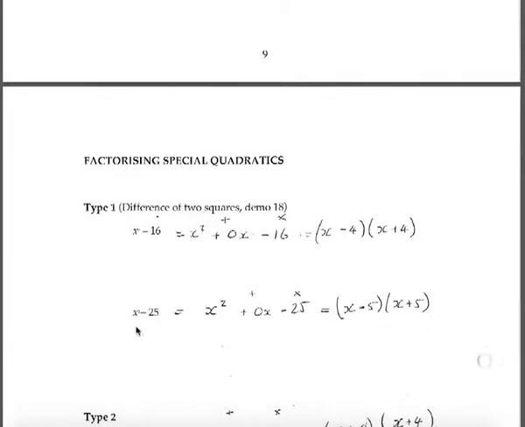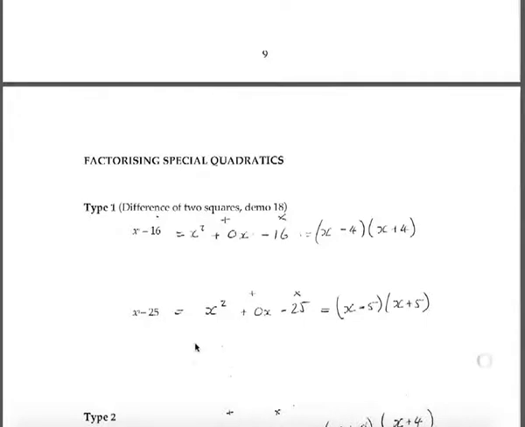So x squared minus 25, that's x squared plus no x's, minus 25. So two numbers that add to give 0, so they must be opposites, times to give minus 25 must be x minus 5, x plus 5.